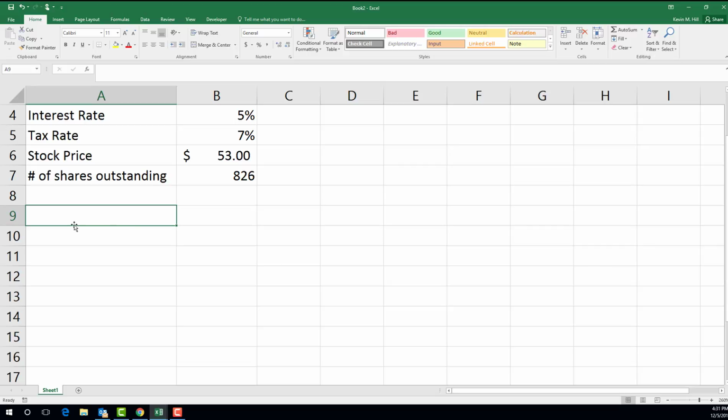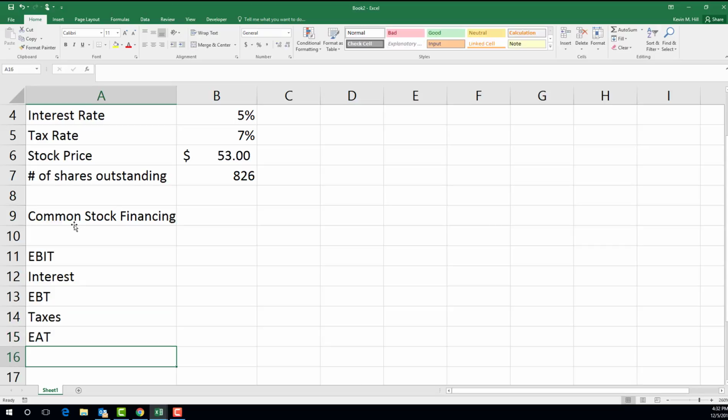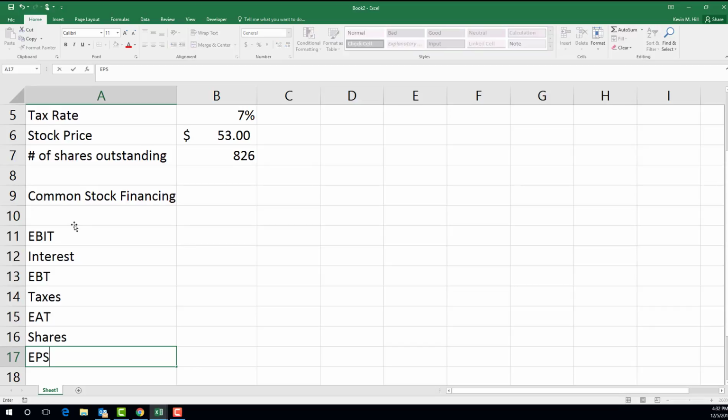So let's start with common stock financing. And I'm going to show you how to recreate what they have done here in Excel. So we have EBIT, interest, EBT, which is earnings before taxes. This is taxes. EAT, which is earnings after taxes. Shares, and earnings per share.